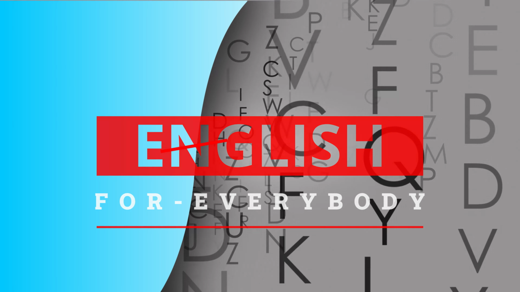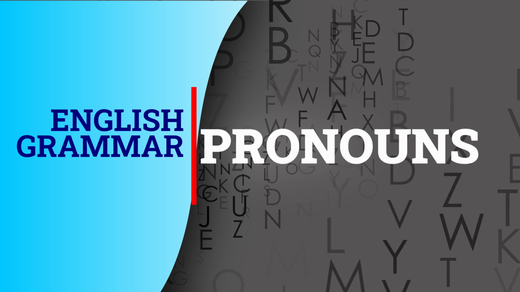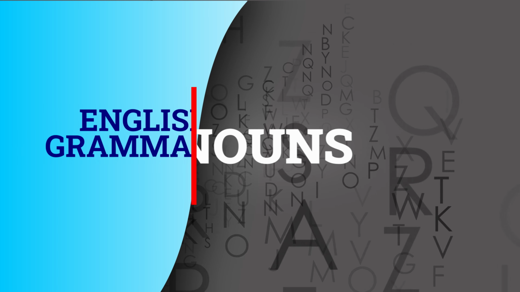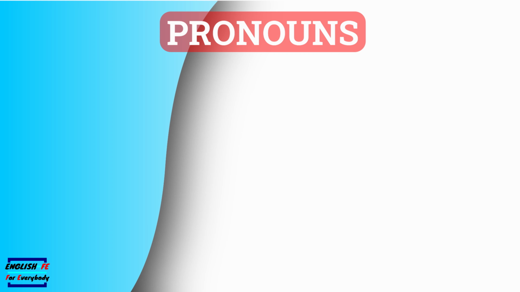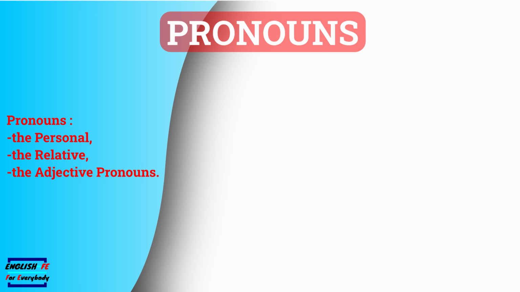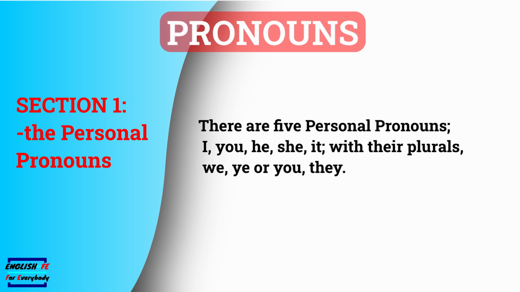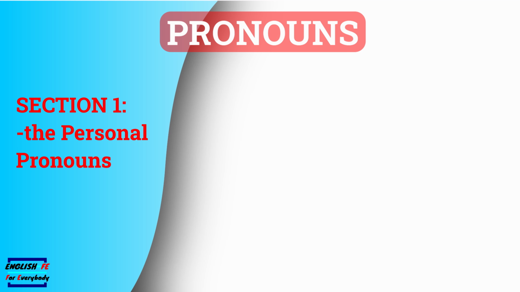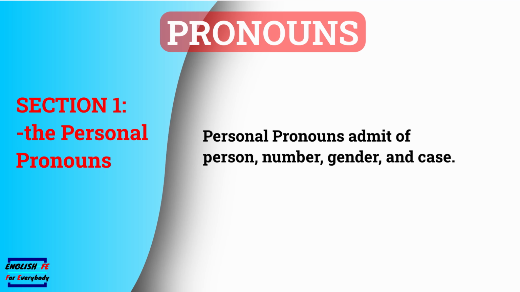This lesson is about English pronouns. Pronouns, or proxy nouns, are of three kinds, namely the personal, the relative, and the adjective pronouns. There are 5 personal pronouns, namely I, you, he, she, it, with their plurals we, ye or you, they. Personal pronouns admit of person, number, gender, and case.